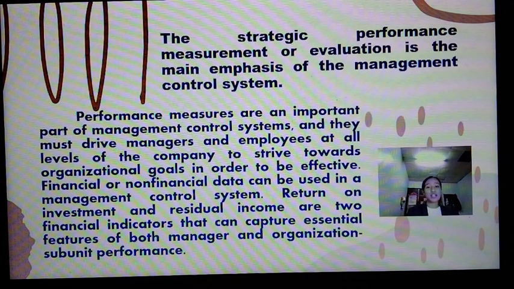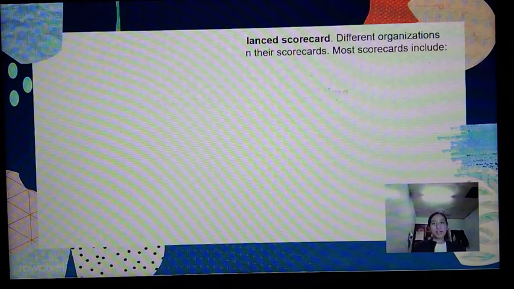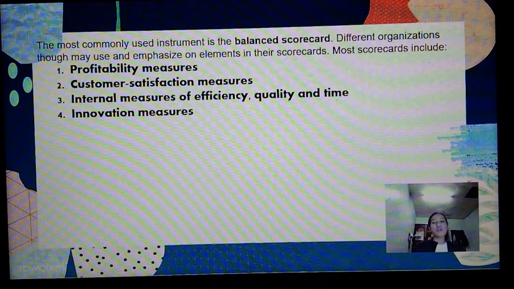Financial or non-financial data can be used in a management control system. Return on investment and residual income are two financial indicators that can capture essential features of both managers' and organization subunit performance. In addition, the most commonly used instrument is the balanced scorecard. Different organizations, though, may use and emphasize different elements on their scorecards.